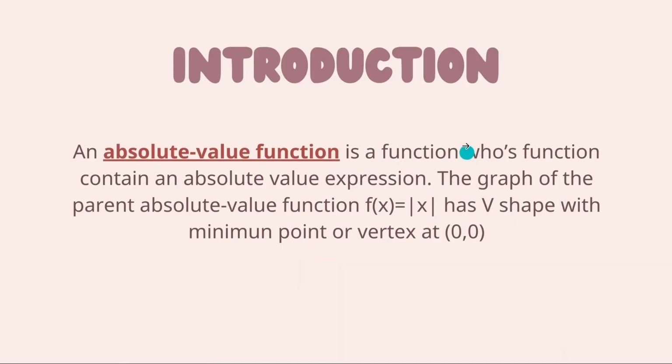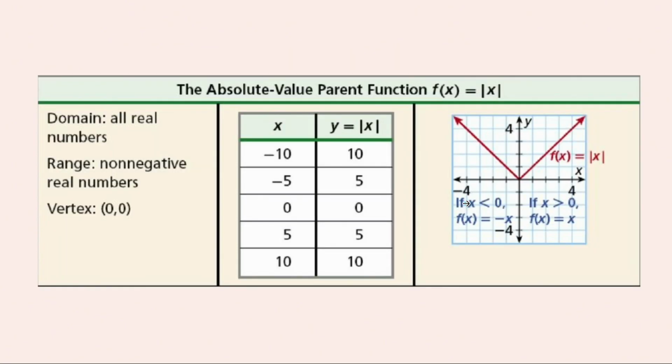Before we dive deeper into the examples, let's understand the definition of the absolute function as well as some other important terms. An absolute function is a function that contains an absolute value expression, and the graph of the parent absolute function, f of x equals the absolute value of x, has a V shape with the minimum point, or the vertex, at (0, 0).